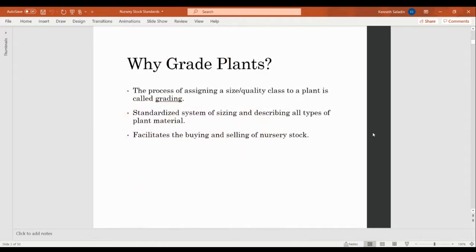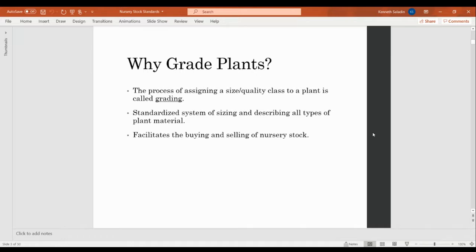Why do we grade plants? A couple of different reasons. Number one is the definition of grading. So the process of assigning a size/quality class to a plant is called grading. And we did the same thing with apples that we just saw a bit earlier. Grading is a standardized system of sizing and describing all types of plant material. And really the bottom line is grading helps facilitate the buying and selling of nursery stock.